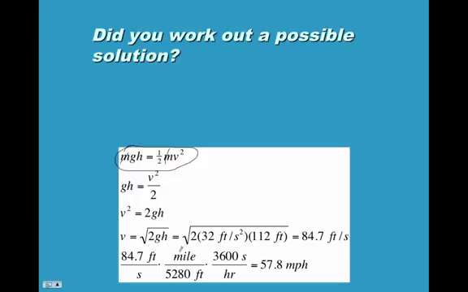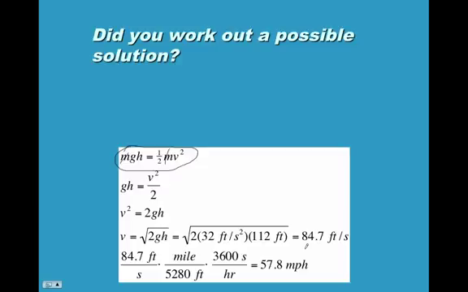Now let's plug in what we know. Okay, so g, we're working in feet, so the acceleration due to gravity is 32 feet per second squared. The height of the ride is 112 feet. Substitute those in. Multiply these out first, and then take the square root, and we get 84.7 feet per second. So that is the maximum theoretical velocity in feet per second.